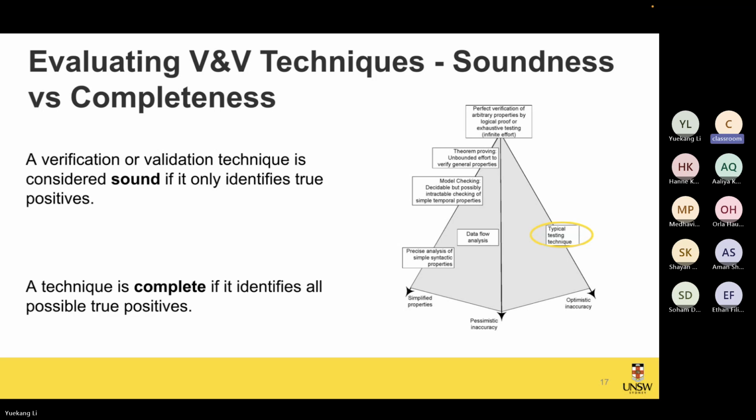And the technique is complete if it can identify all the potential bugs. So soundness is related to optimistic inaccuracy, right? And completeness could be suffering from pessimistic inaccuracy, right? Because we want to report everything. So what do you think? Do you think testing is sound, or do you think it is complete? Or both?